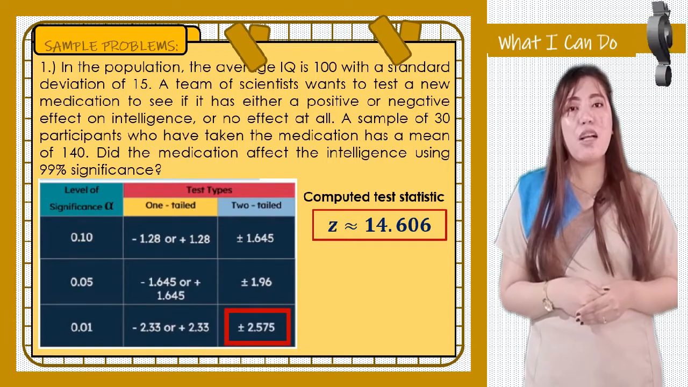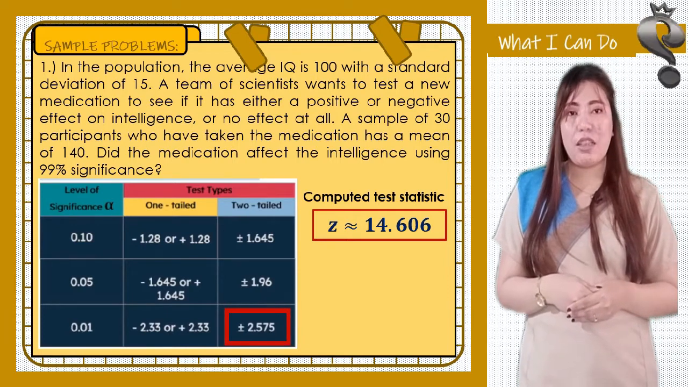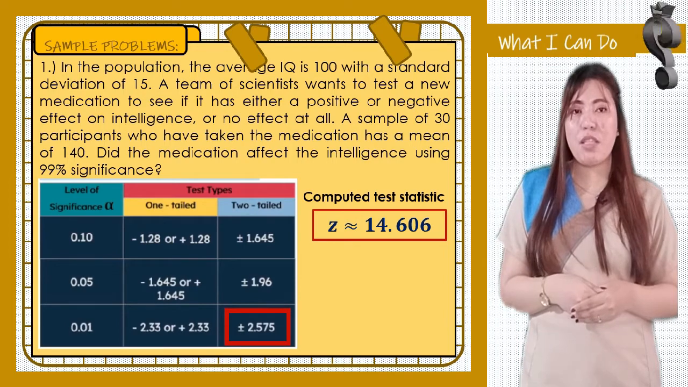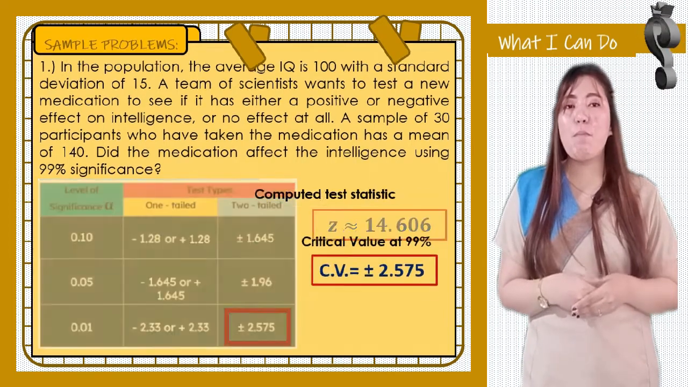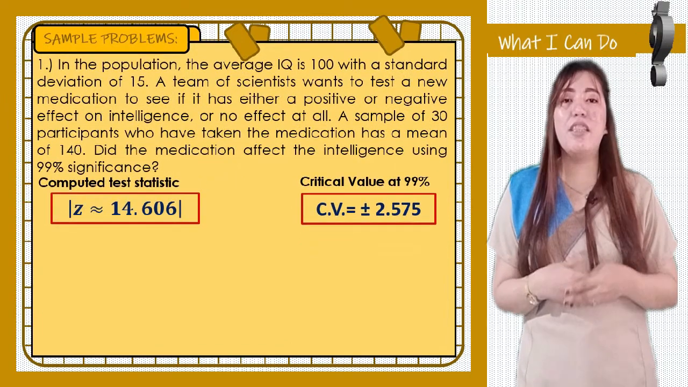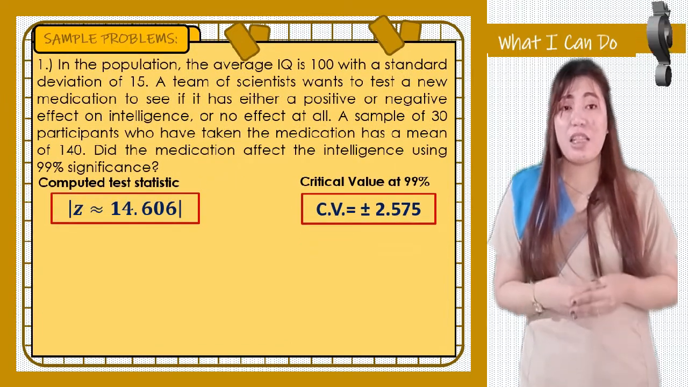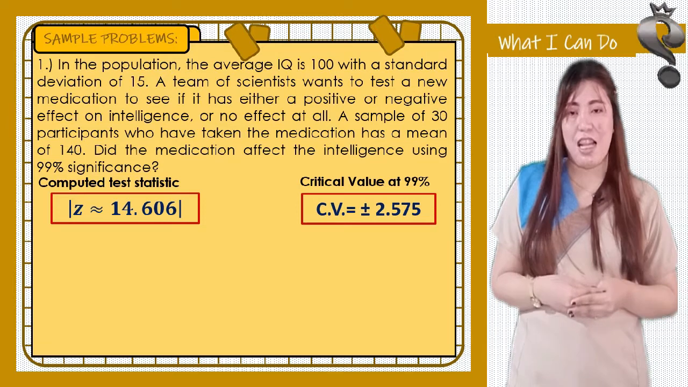Correct. The critical value is positive negative 2.575. Compare the absolute value of the computed test statistic and the critical value. Is it greater than or less than?